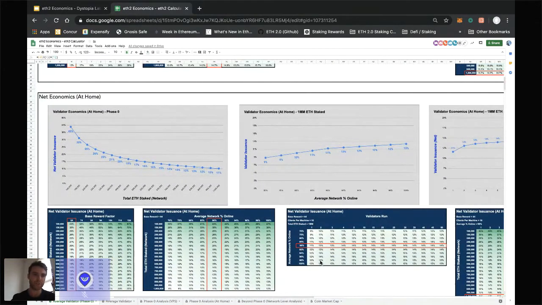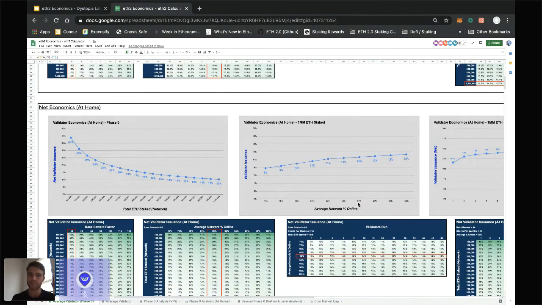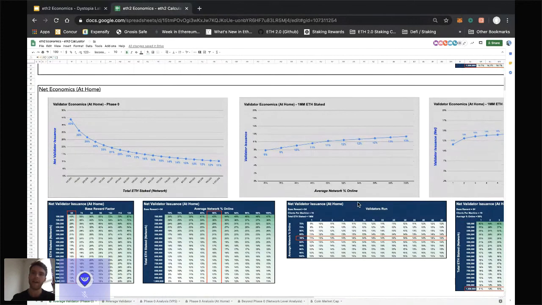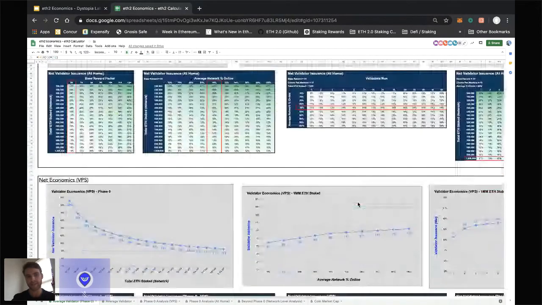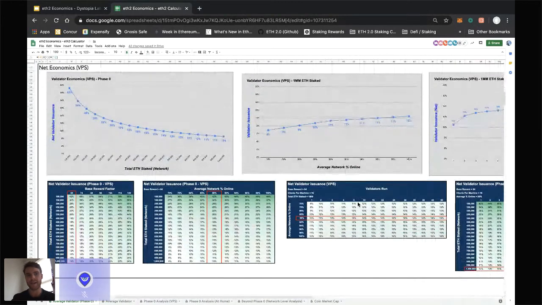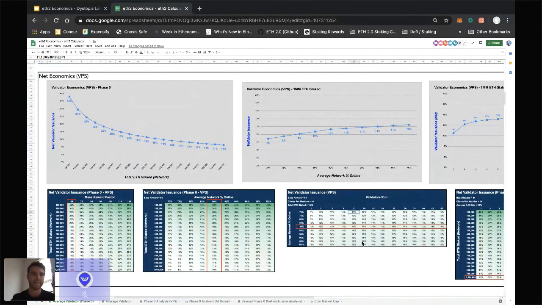Here's the next section, which is your net economics at home. Everything matches. We're looking at the same metrics and statistics, just with different cost assumptions. And then our third box here is net economics, assuming that you use a VPS.